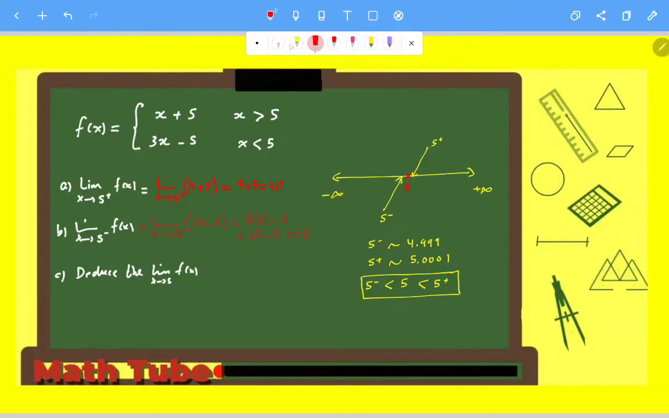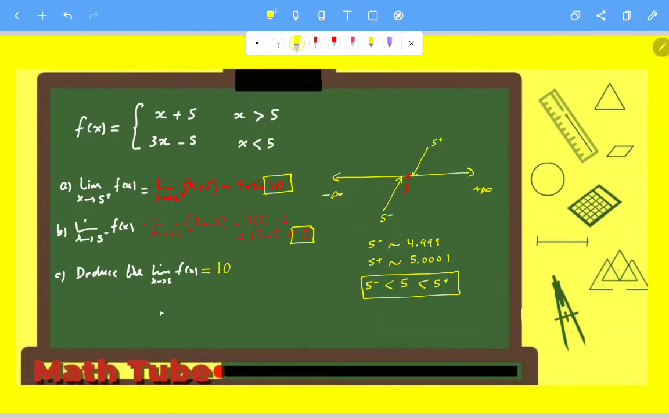And here you can notice that the left side limit is equal to the right side limit. Since these two limits are equal, then I can say the limit as x tends to 5 for f of x exists, and it's equal to 10.